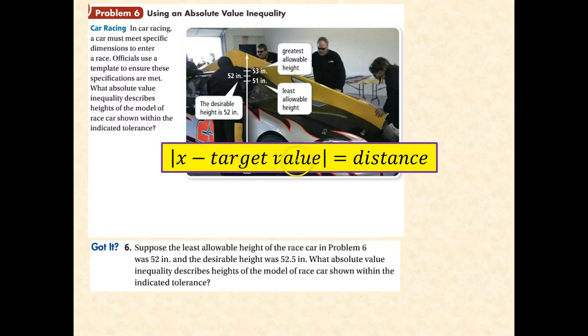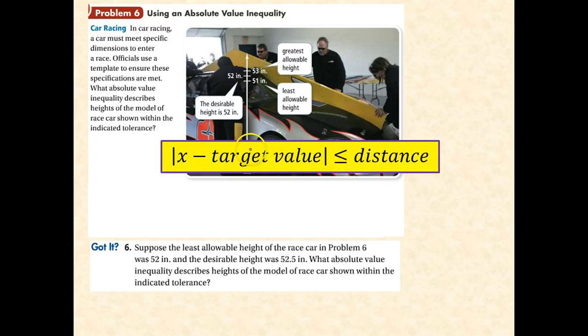So we're going to use this: the absolute value of x minus the target value equals the distance away from the target value that you're allowed to be. In this range, we don't want to say we want to be exactly 53 or exactly 51. We need to be somewhere inside there. So that's going to be the absolute value of our actual measurement, our actual height, minus the target value has to be less than or equal to 1 inch away.